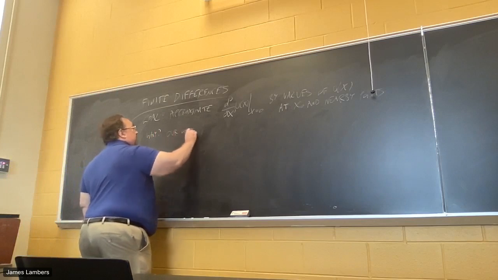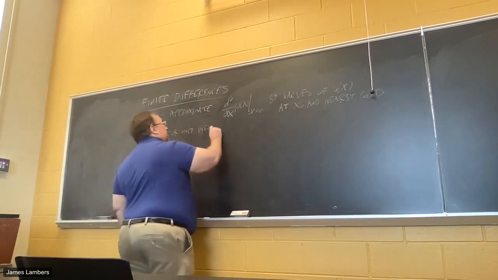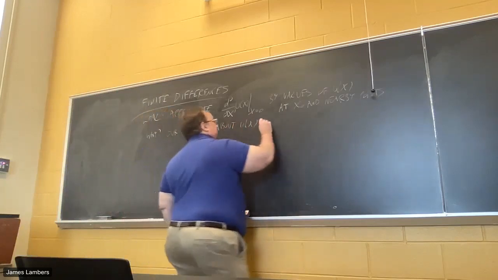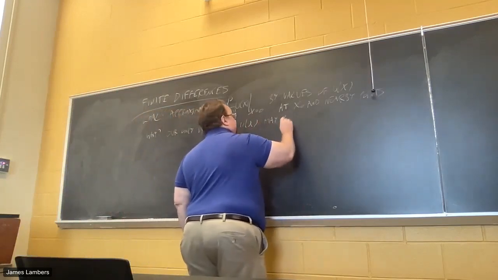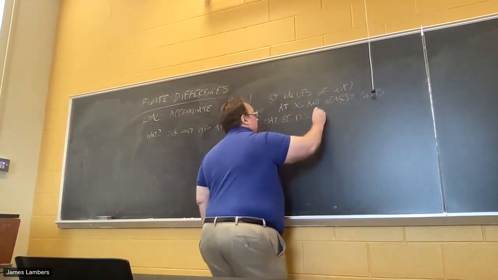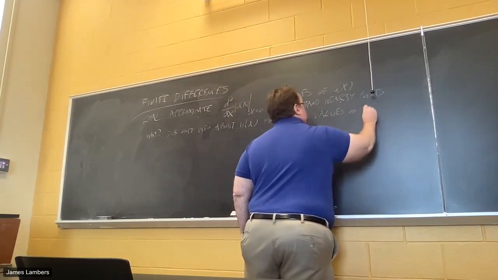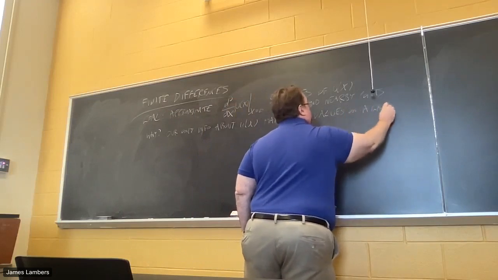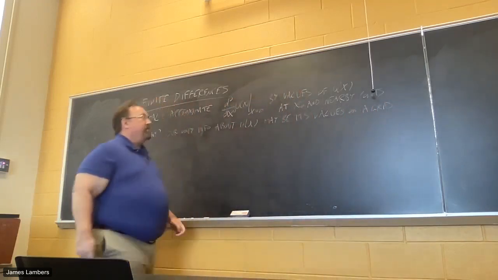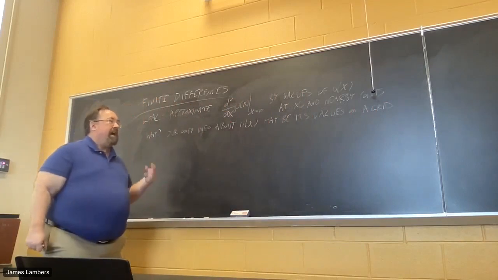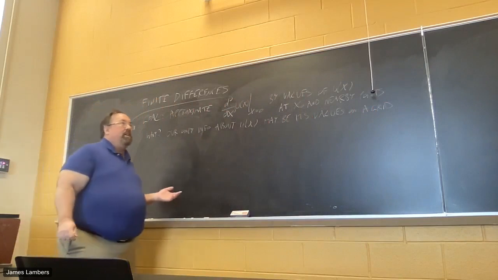That our only information about the function u of x generally is going to be values on a grid. So we have a grid consisting of x values, and we may know the values of u at those points and no other points.